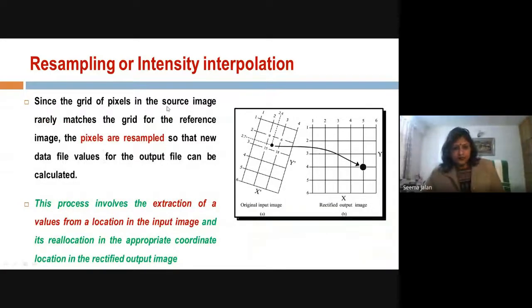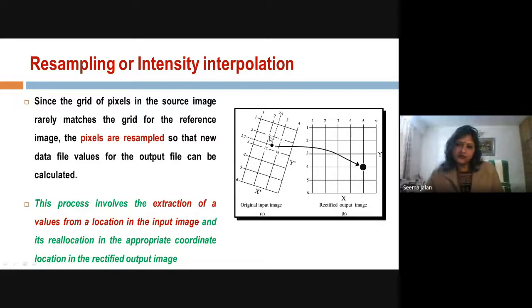Since the grid of pixels in the source image does not match with the grid of the reference image, pixels have to be resampled so that new data values can be calculated and put in the output image. This process involves extraction of values from a location in the input image.